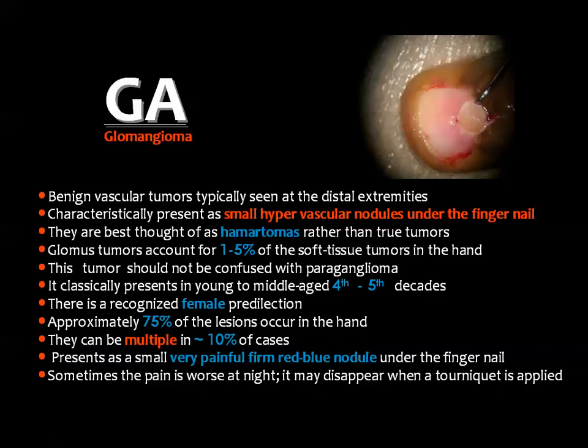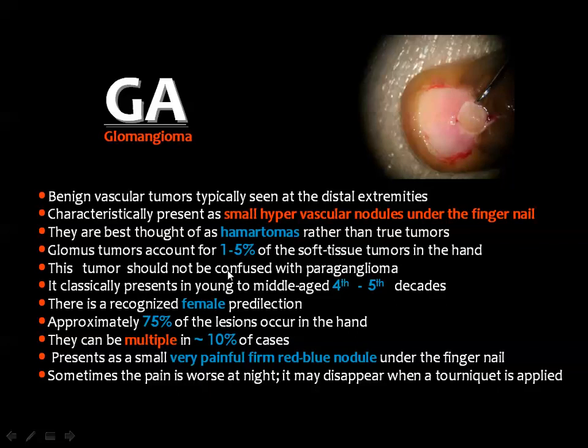Then we came to the glomus tumor, which is known as glomangioma. And this glomangioma is one of the lesions present particularly in the upper limb, especially under the fingernail. And this is a hamartoma rather than a true tumor. And the incidence rate is about 1 to 5% of the soft tissue tumors in the hand.